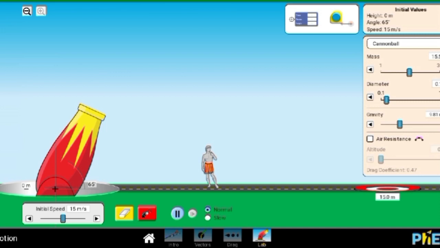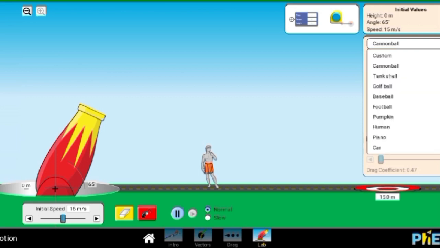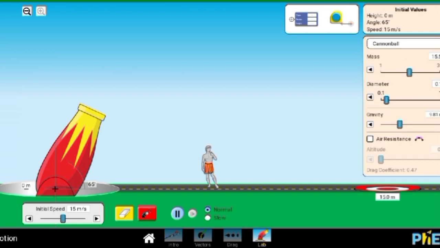First, choose the interface of projectile motion in the lab simulation. From the interface, set the material to a cannonball. As you can see, there is a box there, and make sure you choose it to be a cannonball. Next, set the mass to 15.5 kg, diameter 0.18 meter, gravity 9.81 meter per second squared, and you should not take the air resistance because this experiment is without air resistance.